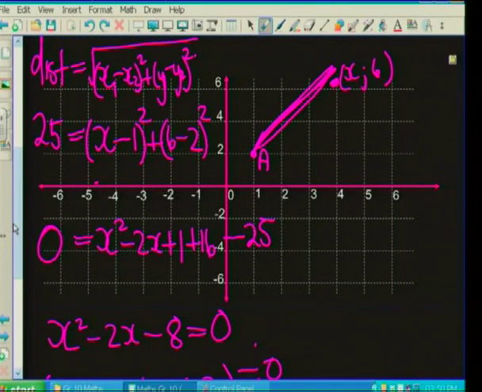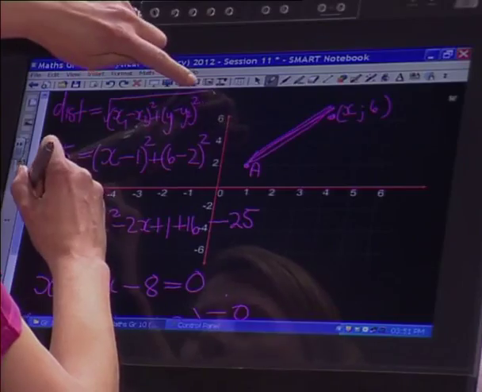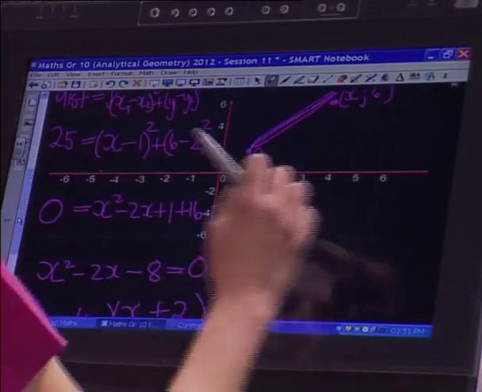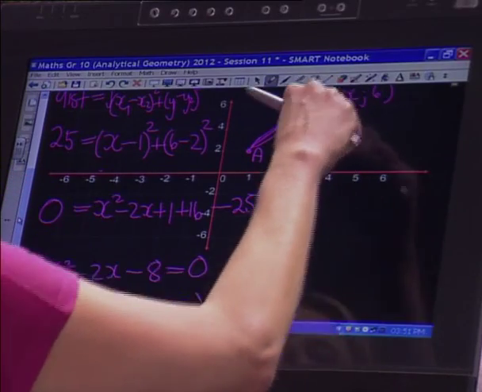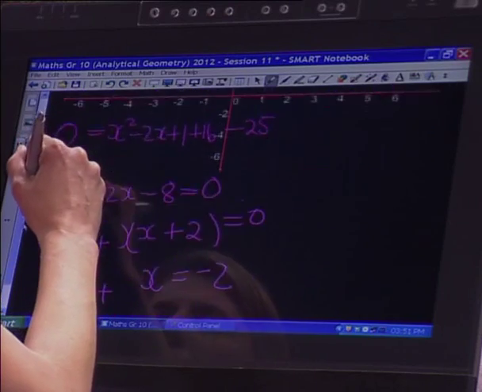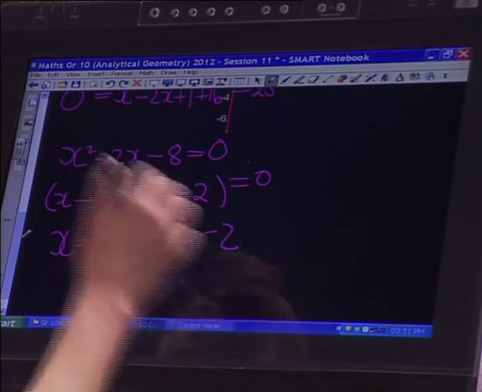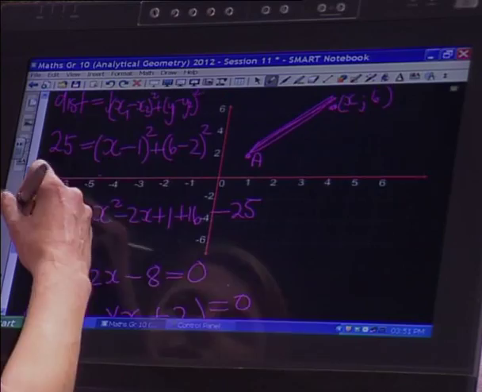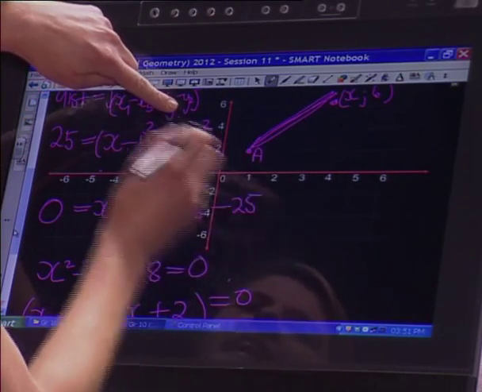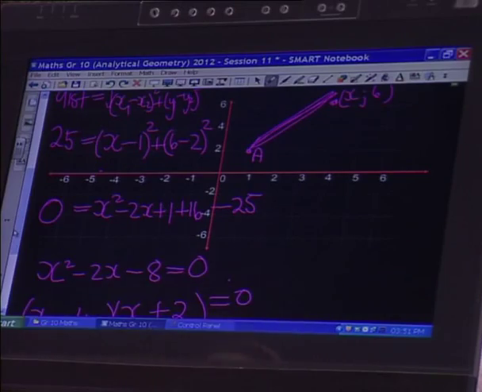If x is 4 and y is 6, then I am sitting over here. That's more or less how I drew it. But there's another possibility as well. If x is minus 2 and y is 6, then I'm over there. And can you guys see the distance looks more or less the same.